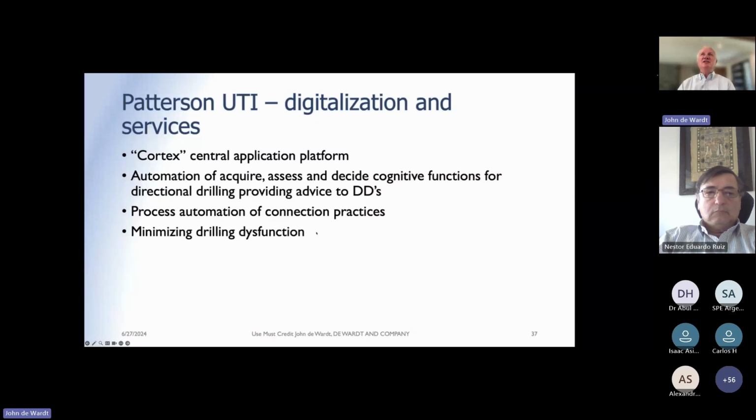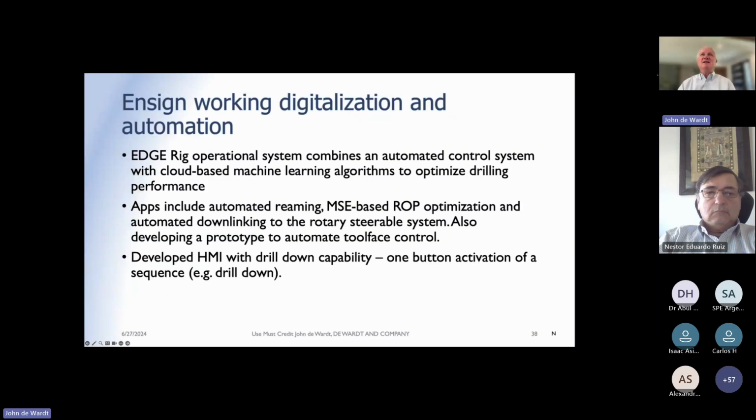Ensign have been working with digitalization and automation for some time, and they have their Edge rig operational system, which sits over their control systems, and it has cloud-based machine learning as well. They're looking to optimize drilling performance, and their apps, again, you start to see the repetition, MSE-based ROP optimization, automatic downlinking. And they made a special effort to develop a human-machine interface with drill down capability.